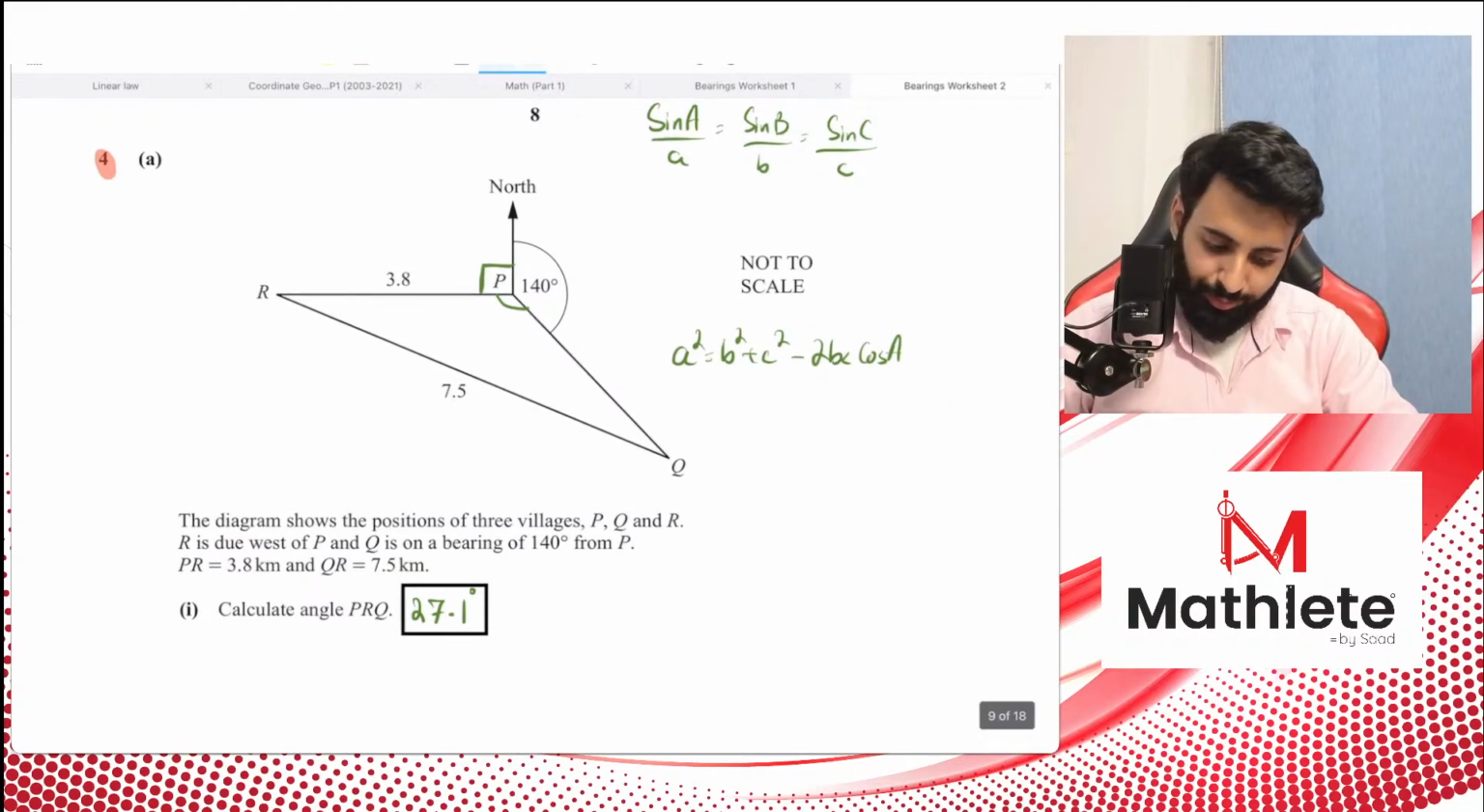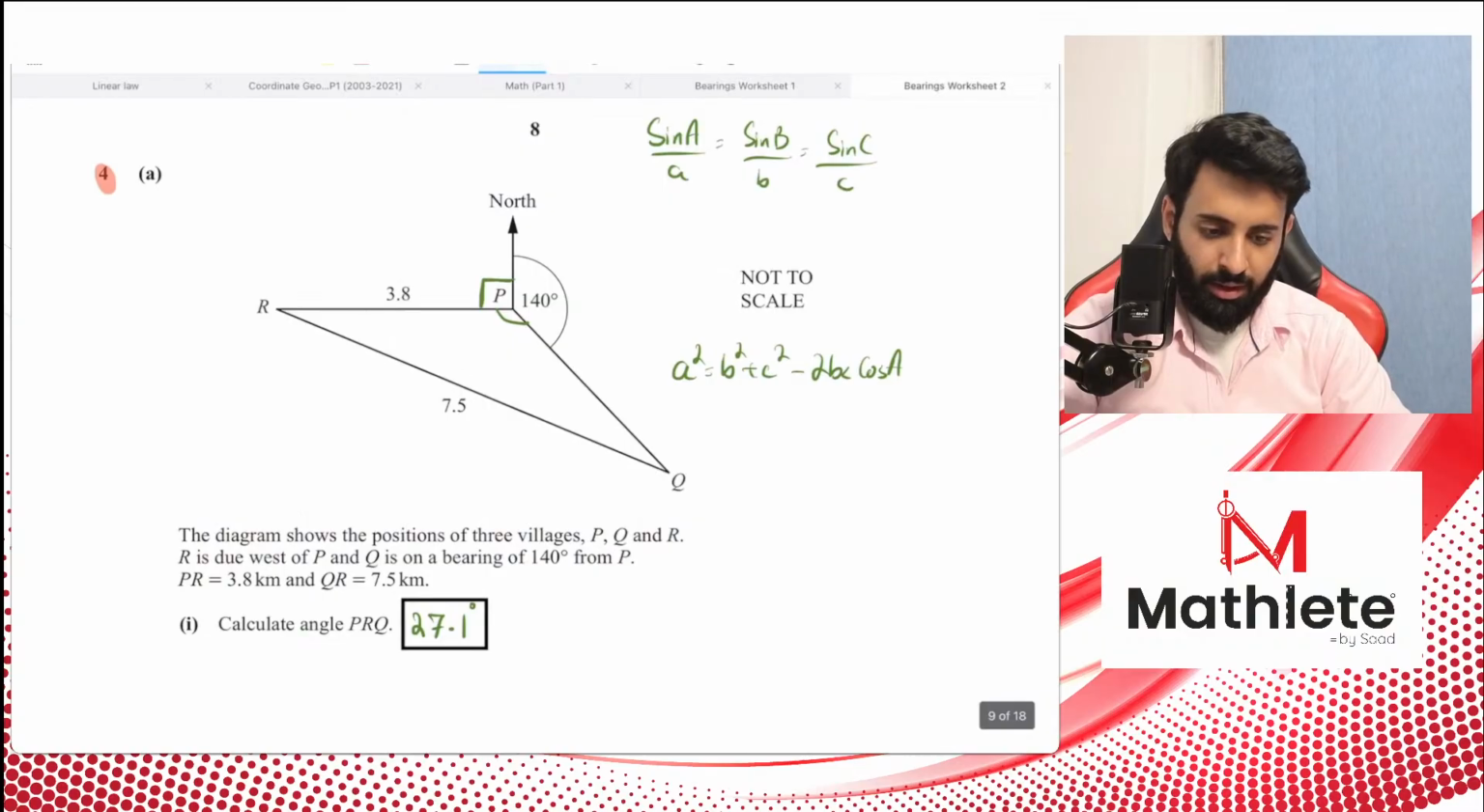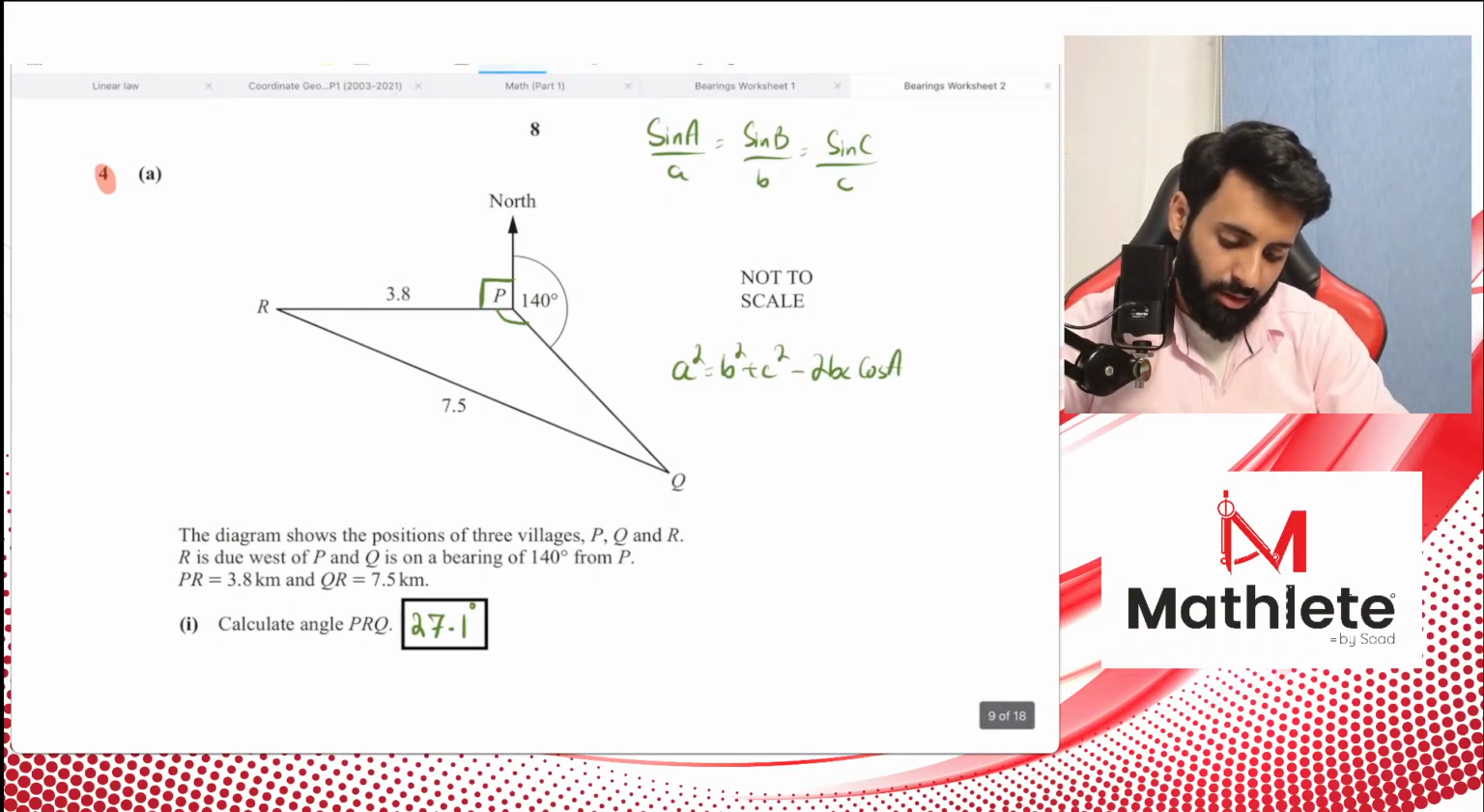All right, so as I was saying, you can now work out this angle, which means 360 minus 90 minus 140, which is equal to 130 degrees. Okay, now it's asking you to calculate angle PRQ, and we have enough information to do that.